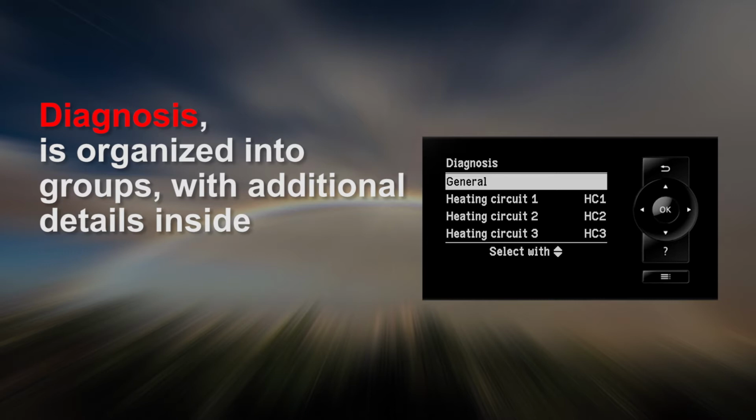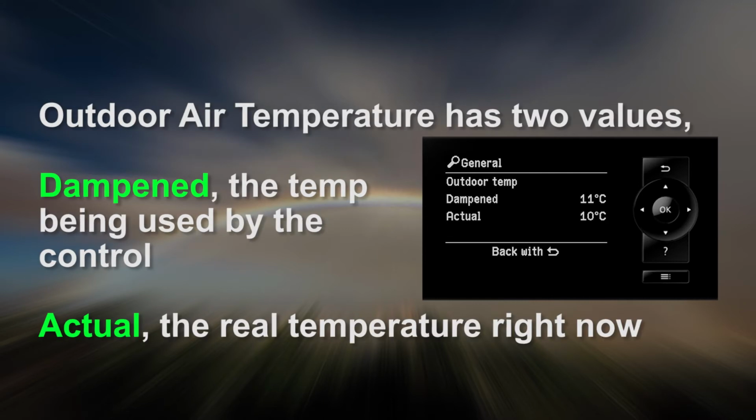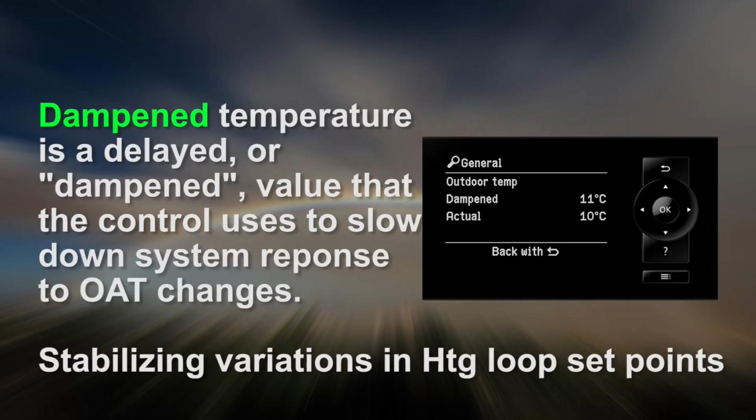Diagnosis is organized into groups with additional details inside. Within the general group, arrows beside the outdoor temperature line lead to more detailed information. Inside outdoor air temperature, there are 2 values: dampened, the temperature being used by the control, and actual, the real temperature right now. Dampened temperature is a delayed or dampened value that the control uses to slow down system response to outdoor air temperature changes, stabilizing variations in the heating loop calculated set points.